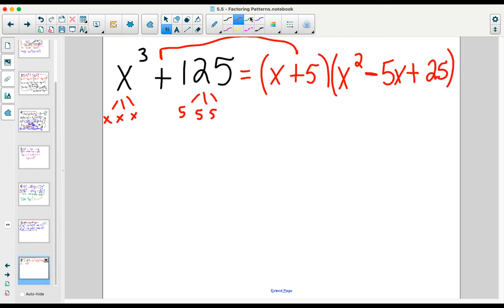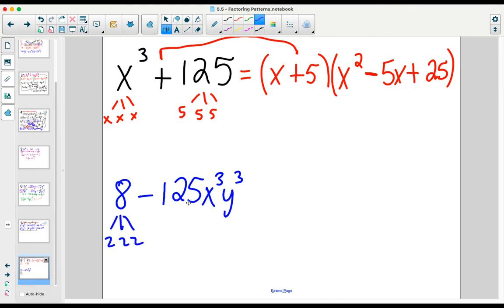Trying another example, we have 8 minus 125 x cubed y cubed. 8, of course, is 2 times 2 times 2. 125 x cubed y cubed is, of course, 5xy cubed. That's that same cube that we had up here, so we'll use the 5 again, but this time with the x and the y. Our first parentheses, we will match the sign.